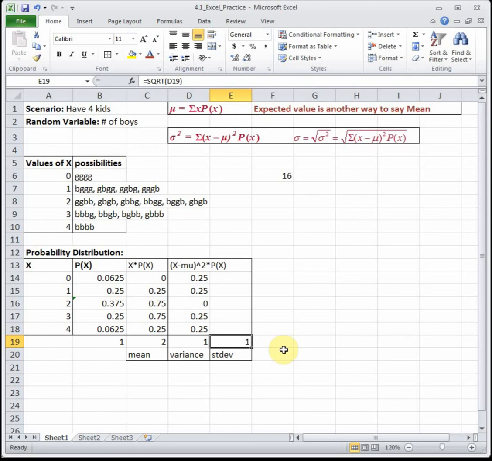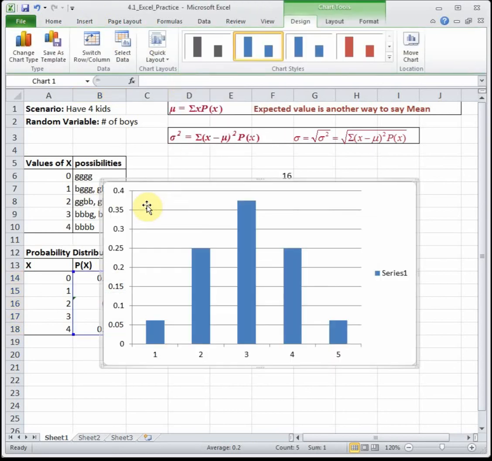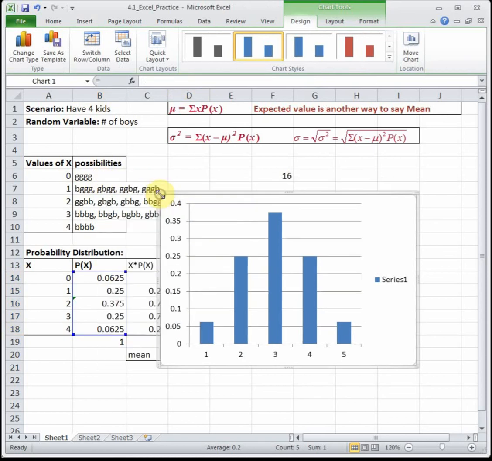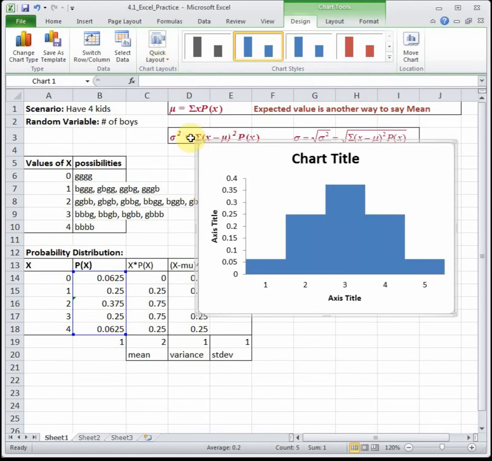And then the last thing is if we want to turn this into a chart, we can start by highlighting our probabilities. This is just like we used to do relative frequency histograms. Create a column chart. Make it a little bit smaller so we can see everything. I'm going to change my chart layout to layout 8 so that the bars touch. I'm going to label this my random variable values. And up here we have our probabilities. And this is representing number of boys.